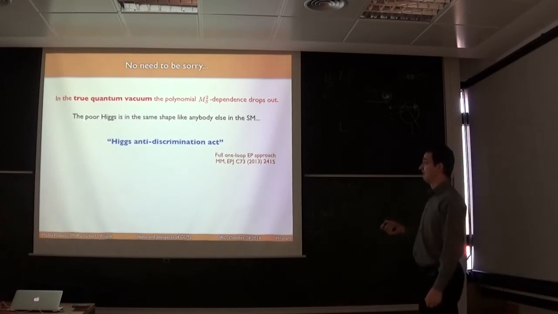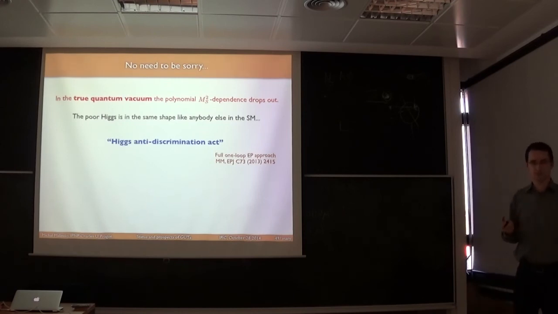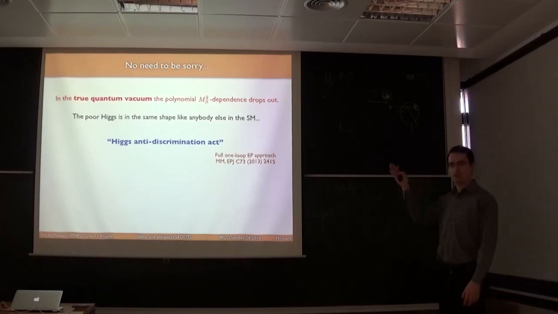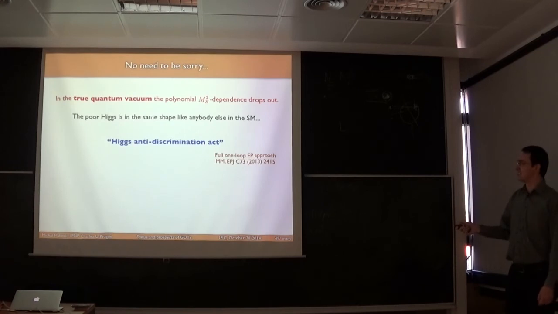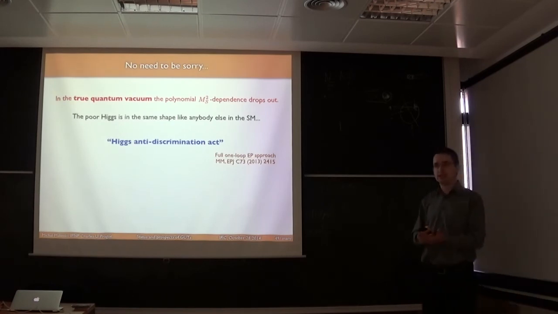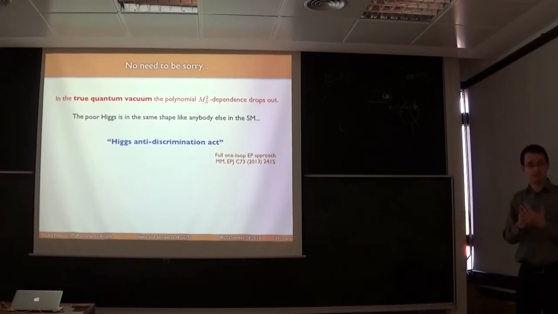So the Higgs mass really depends only on the Higgs scale, and maybe logarithmically, but in a way that even the logarithmic dependence decouples. So in a sense, the Higgs is in exactly the same shape as anybody else in the standard model, because its mass is also governed by the electroweak scale. If that was not the case, you could decouple the Higgs from the standard model, which of course is impossible because that would render the standard model non-renormalizable.